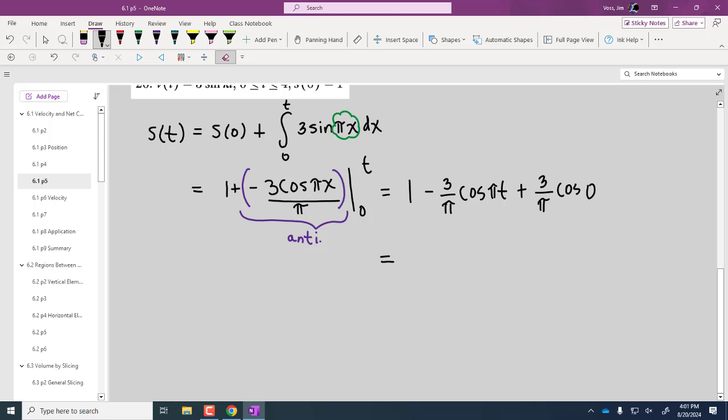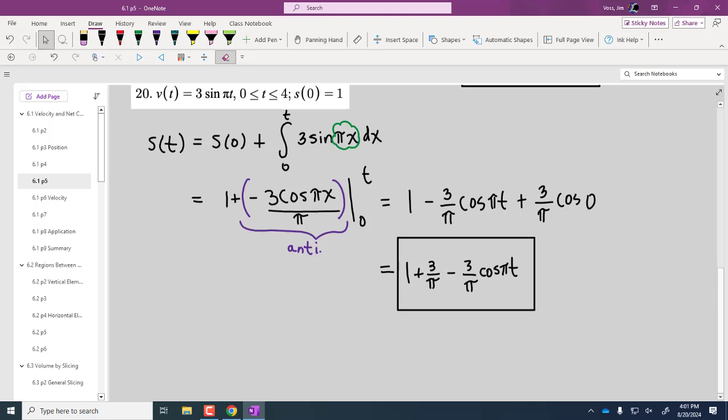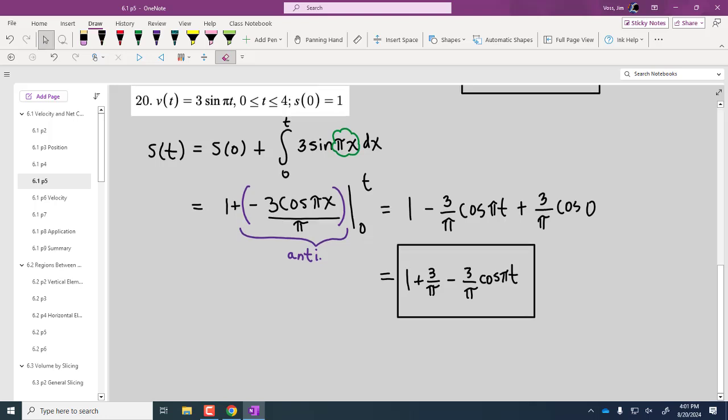I'm going to group the constants together, so I'll move them all to the front. And there's nothing we can do with this pi times t. That just stays as is. So there is our position function at time t. Any questions on that?